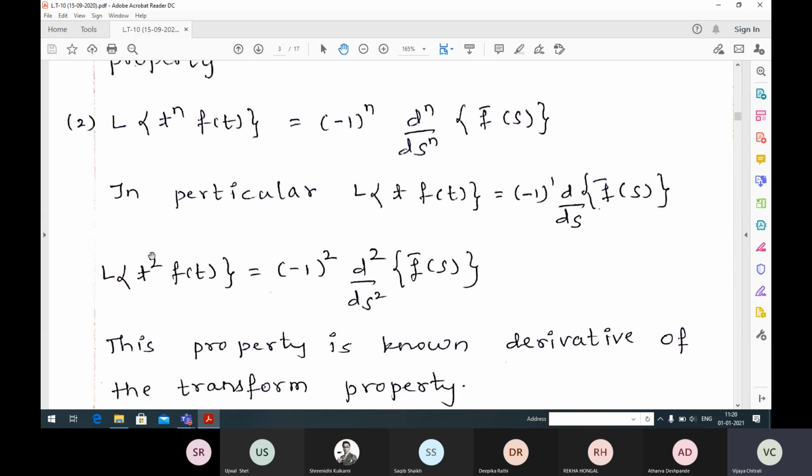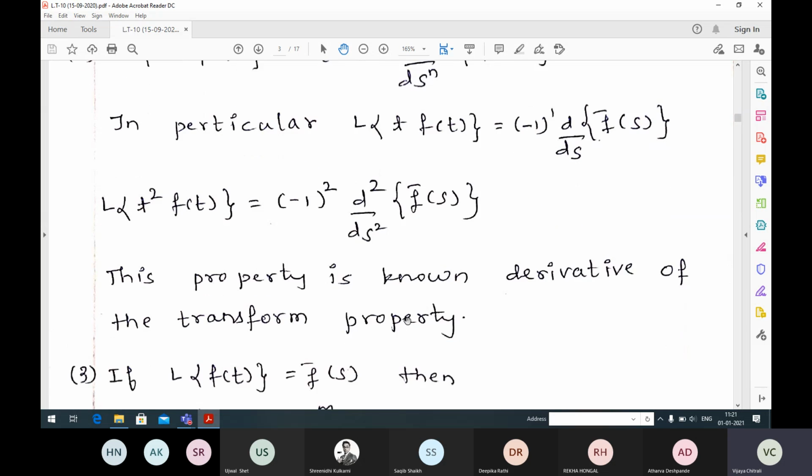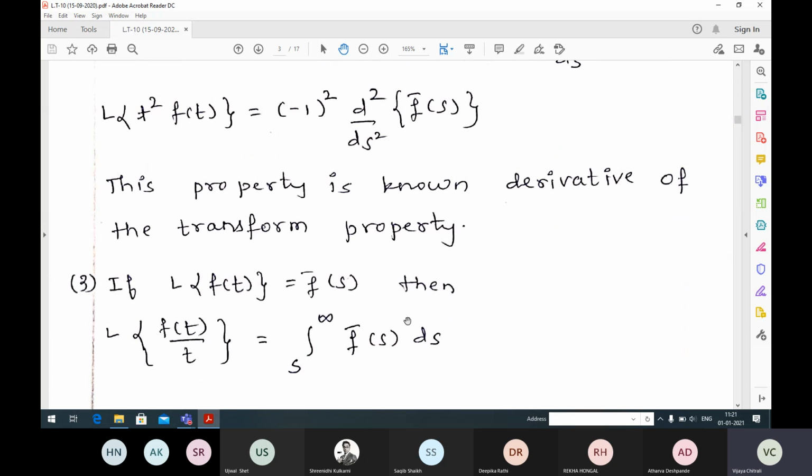If you take n as 2, Laplace transform of t square f of t is equal to minus 1 raised to 2, because n is 2, d square divided by ds square of f bar s, means you differentiate f bar s 2 times. Here you differentiate f bar s 1 time, right? This property is known as the derivative of the transform property.